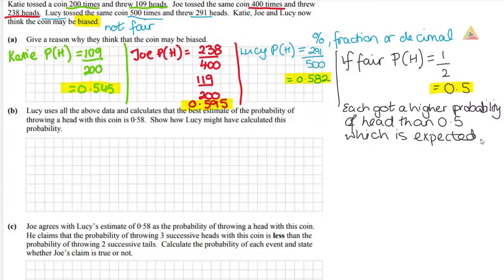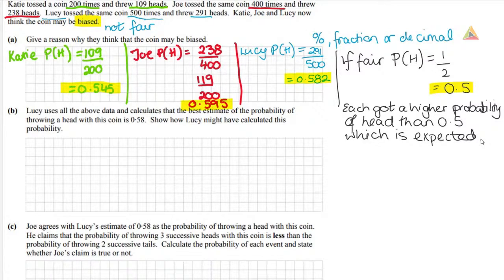Now, we're not guaranteed that it's going to be 0.5, so I could toss a fair coin 500 times and get 500 heads. It's just very, very, very unlikely. So the probability is very, very small that I would get 500 heads in a row. But when I look at this, I'm going to say each of these probabilities is greater than 0.5, which is what I would expect. So that's why they think it may be biased.